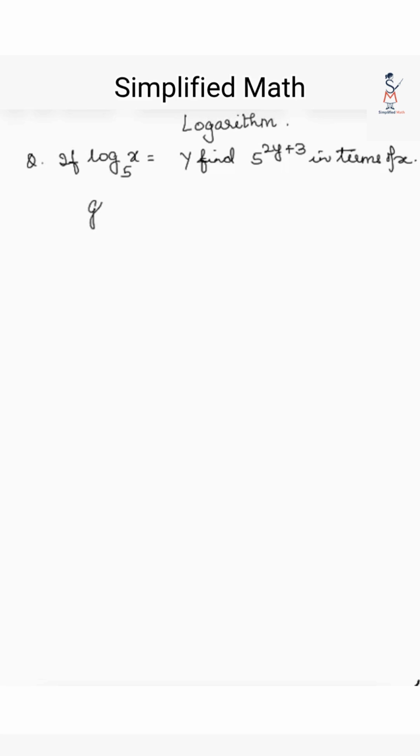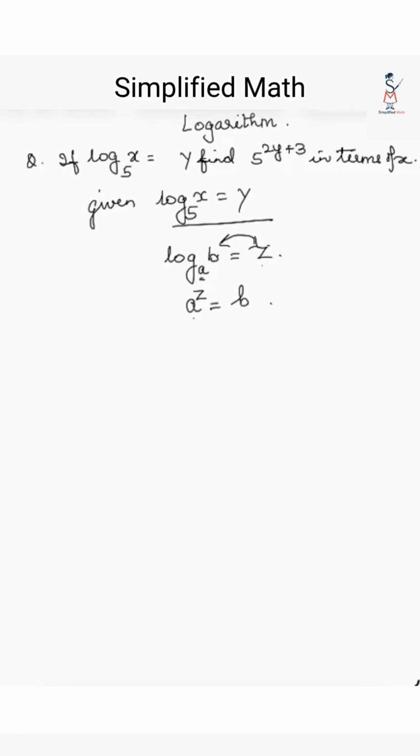So now what is given to us? Log x to the base 5 is y. We will change it into exponential form. We know that when log b to the base a is equal to z, then how do we change it into exponential form? This is the base a, so the base will remain the same and this log will get exchanged with the answer. So it will become a raised to the power z is equal to b.